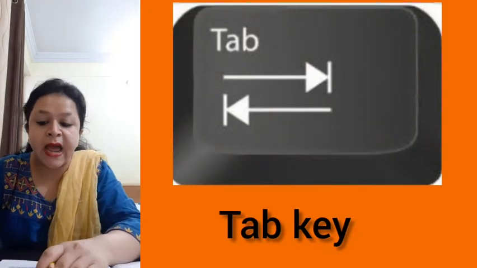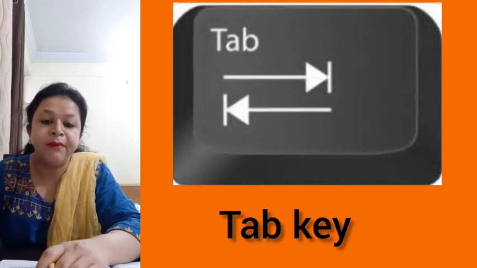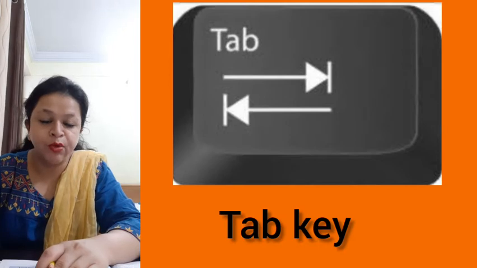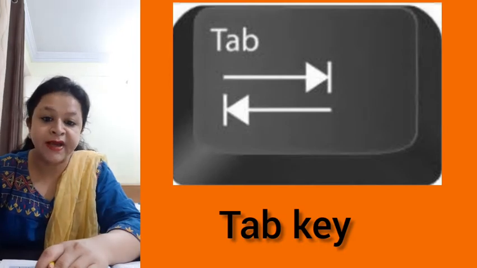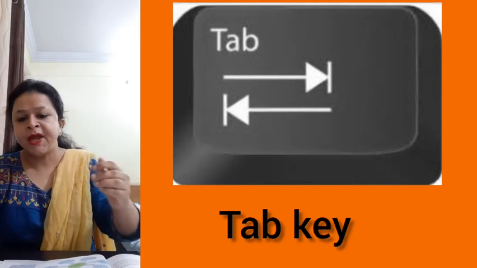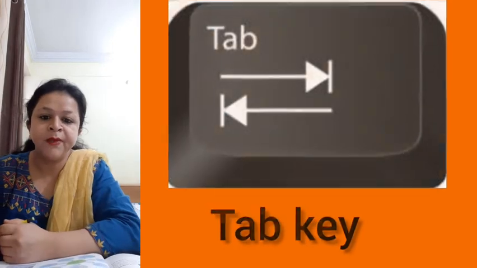Now what is the tab key? Number 2 is the tab key. It is used to move the cursor to the right by many spaces. It gives many spaces. When you press it, it works like a space bar, but it gives more space than a space bar.